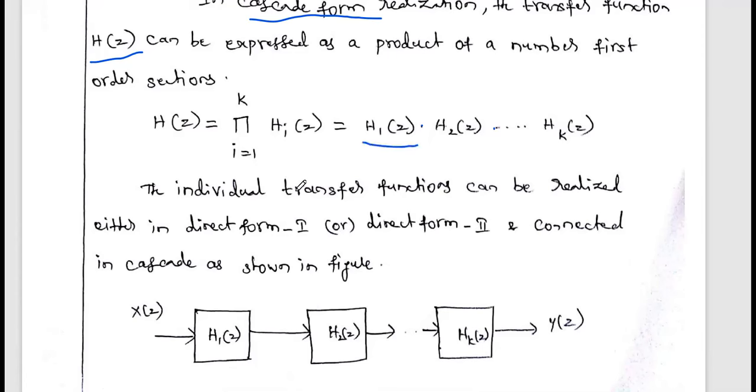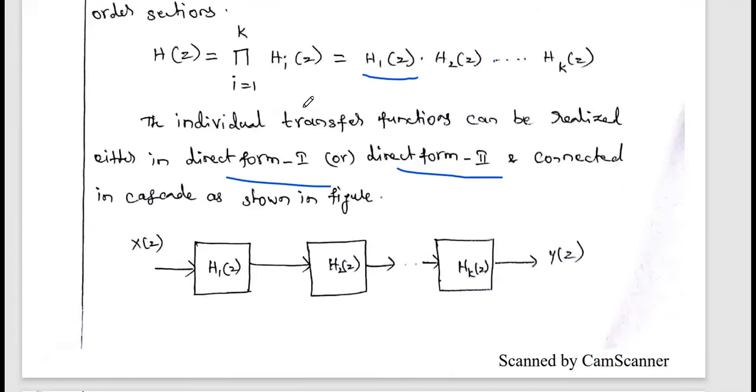The next step is that the individual transfer functions can be realized either in direct form 1 or direct form 2. Maximum you may select direct form 2, since the advantage is that in direct form 2 the number of delay elements is reduced by half. So that's why instead of direct form 1 you may use direct form 2 to realize. Finally, we have to connect them in cascade as shown in the figure. After realizing H1 separately, H2 separately, H3 separately, finally you just connect H1, H2, H3 in cascade.